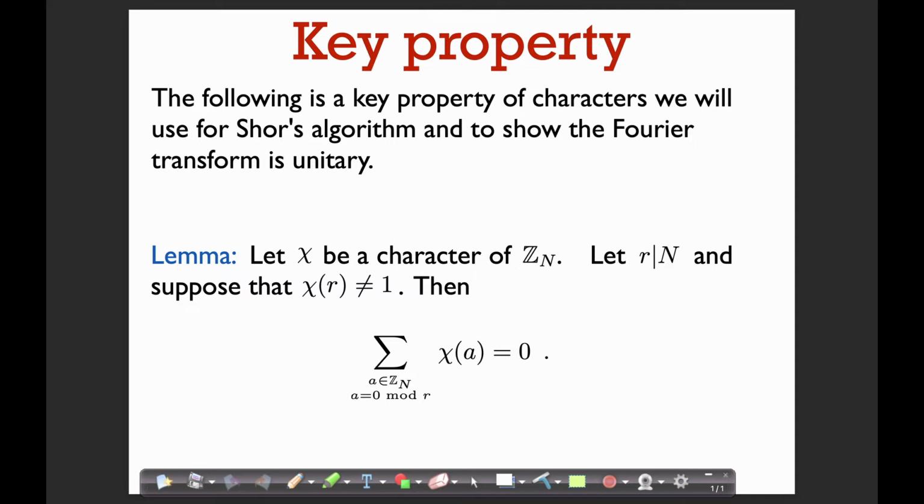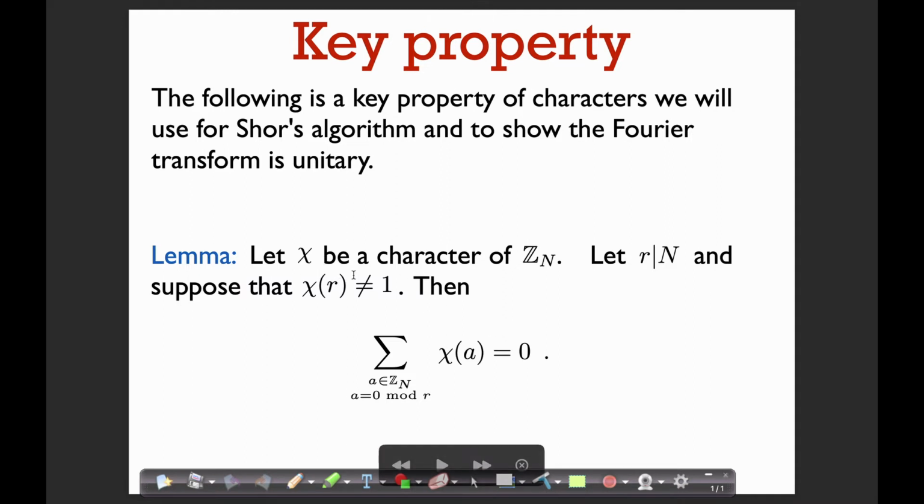Okay, now we come to the key property of characters. This is really important because this is the reason why Shor's algorithm works. This is why the Fourier transform is so useful to tell us information about the period of periodic functions. It's also the reason why the Fourier transform is a unitary operation, and therefore we can make use of it in quantum algorithms. So this is very important. This is kind of the key lemma that makes a lot of things work. Okay, so let's go through this.